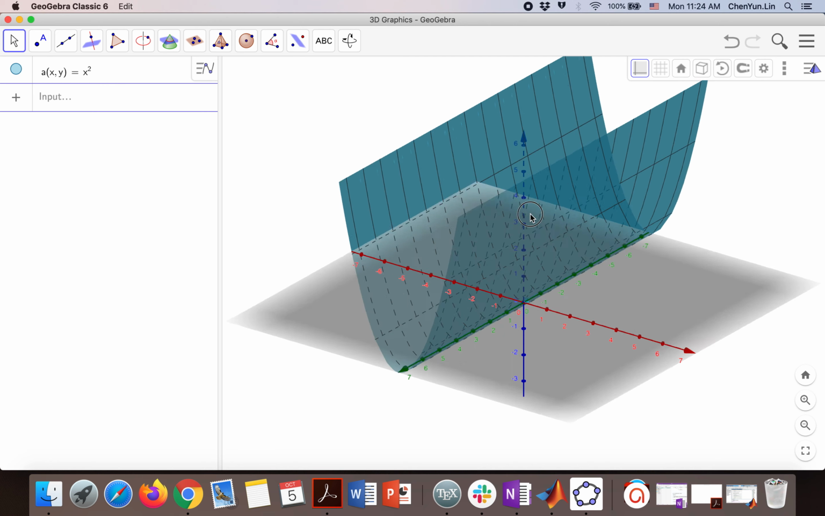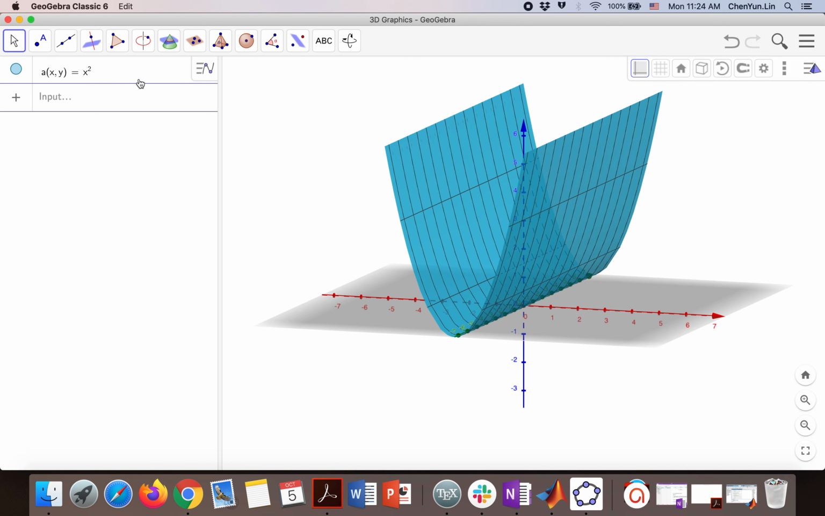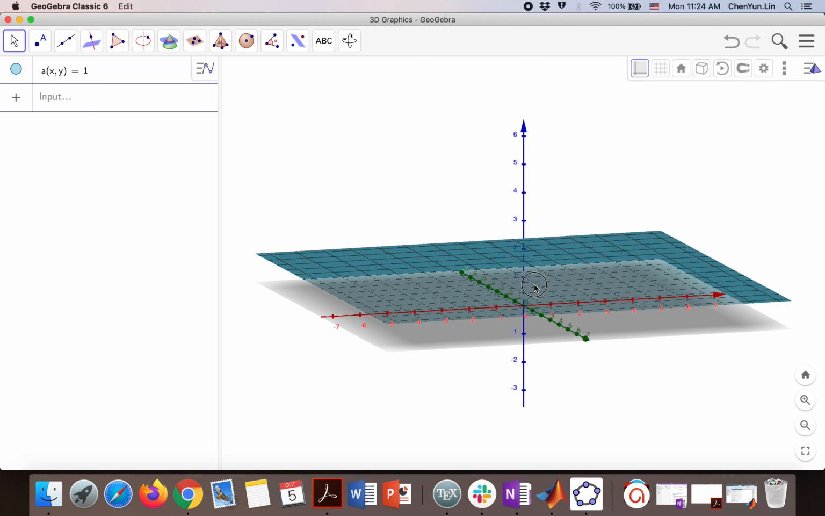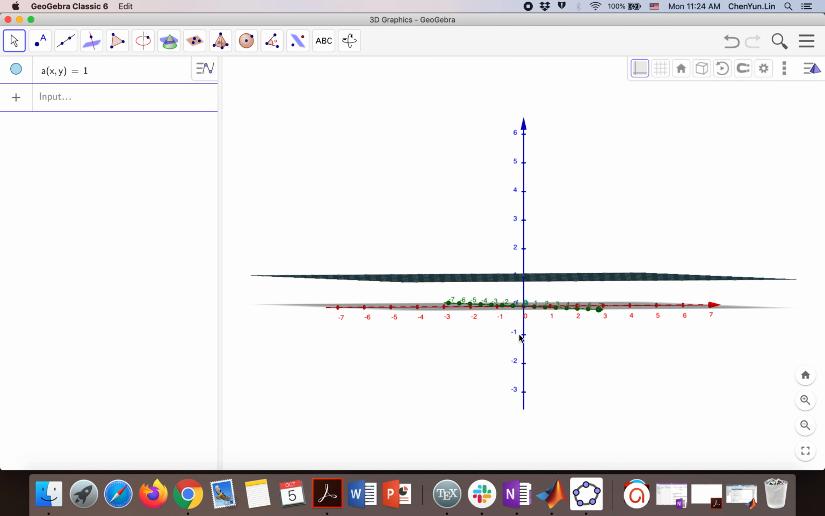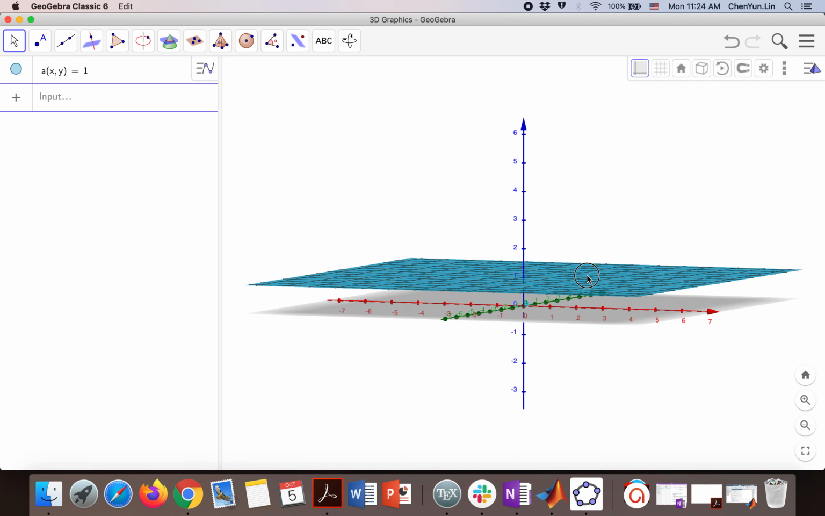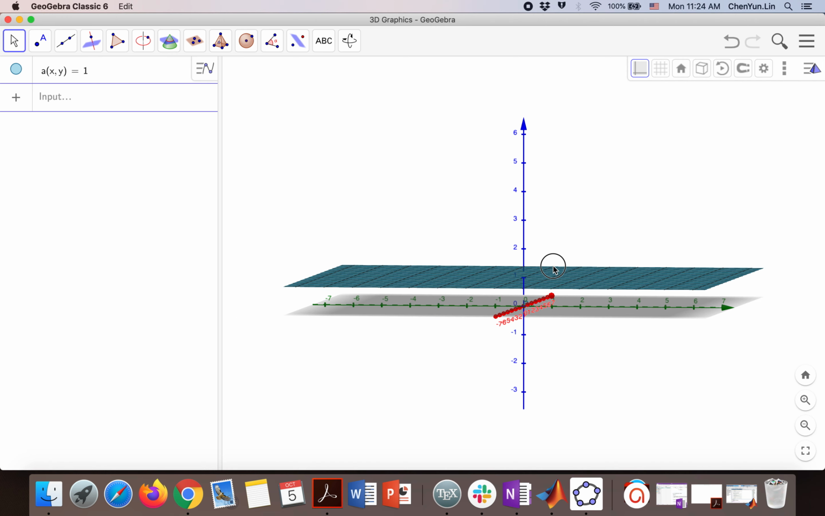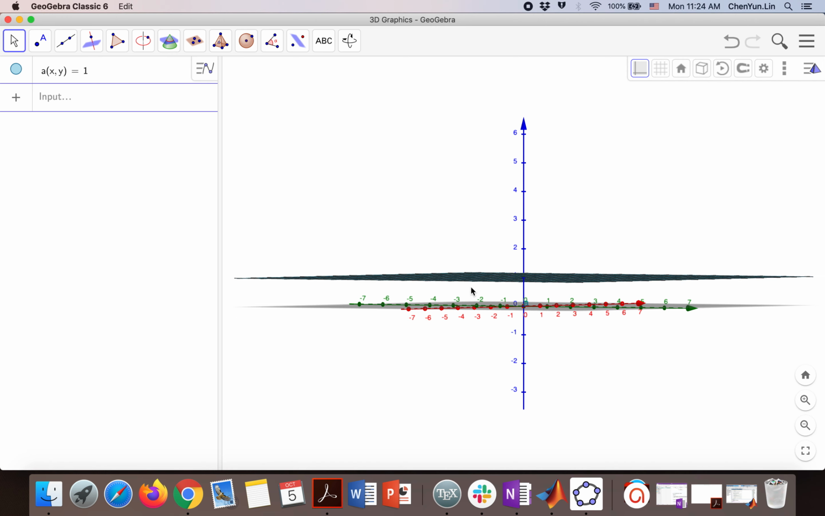Just like when we have a function of one variable, we can have a constant function. So now you see, for any xy value, the output value is always 1. So in R3, what we see is a plane with a equal to 1 all the way. All right? Okay, so now you get the idea.